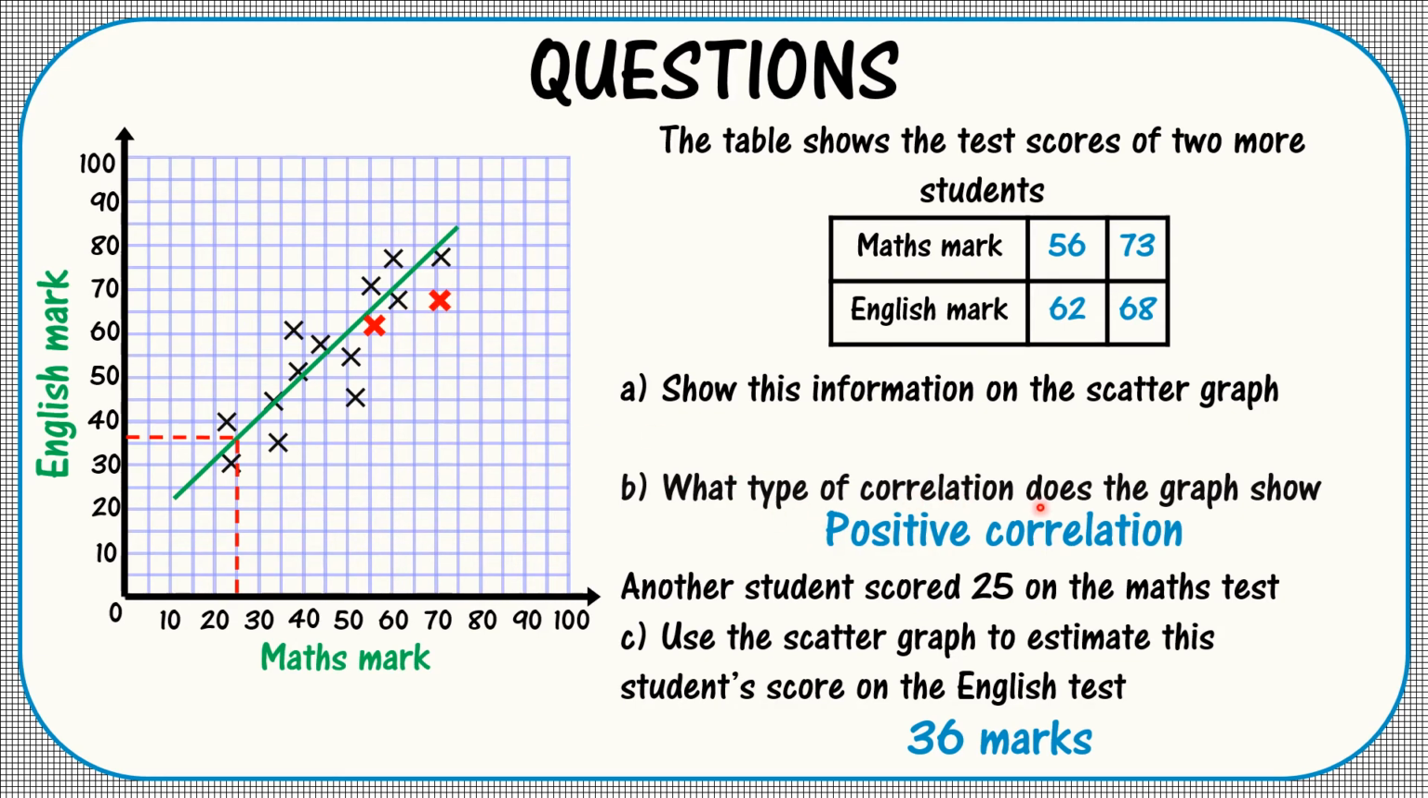What type of correlation does the graph show? As you can see, as the math mark increases, so does the English mark. Therefore, we will say that this is a positive correlation. Another student scored 25 on the math test. Use the scatter graph to estimate the student's score on the English test. All you would do is you go to 25 on the maths mark. You will draw a straight line up until it touches the line of best fit, and you will go across until you get to the English mark. As you can see, this is approximately 36 marks.